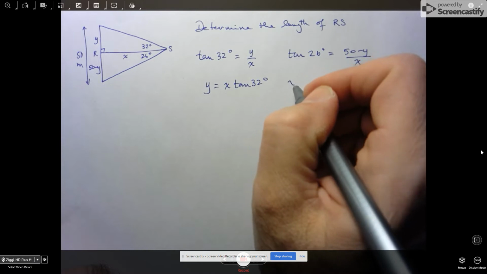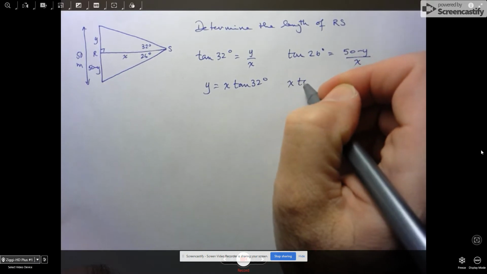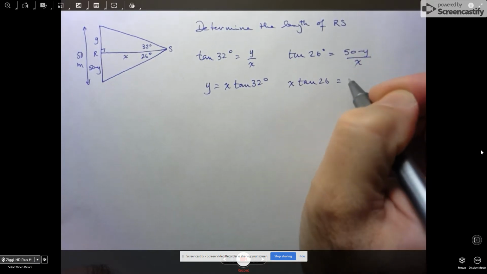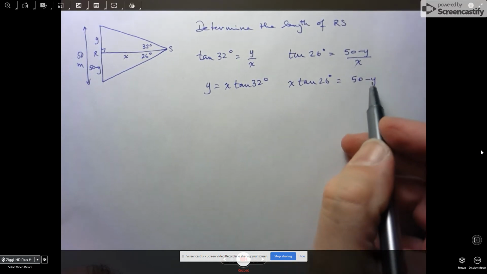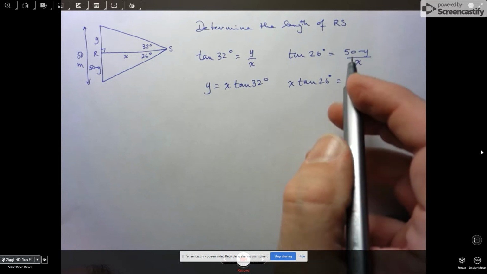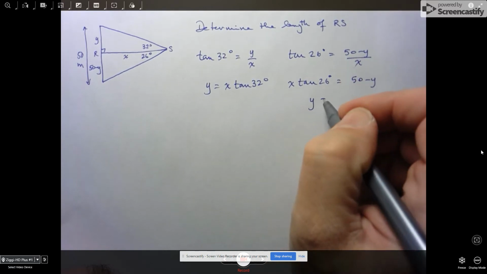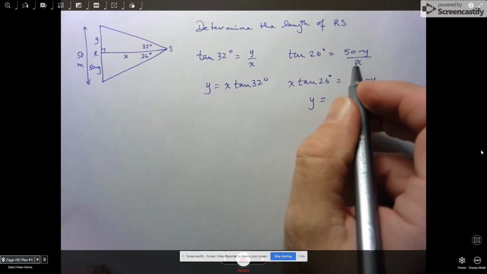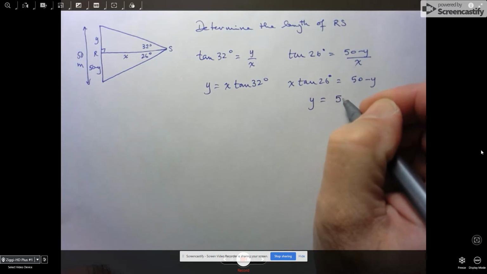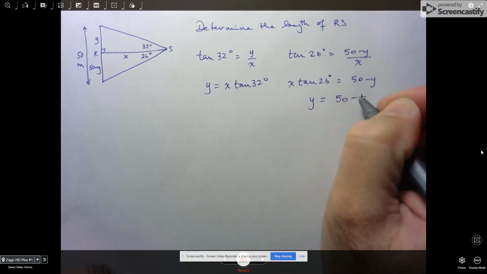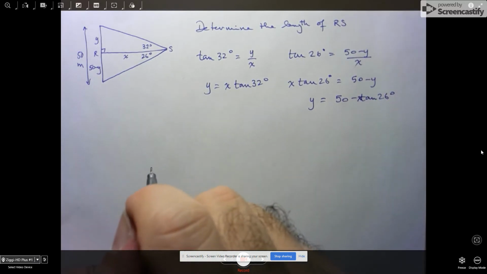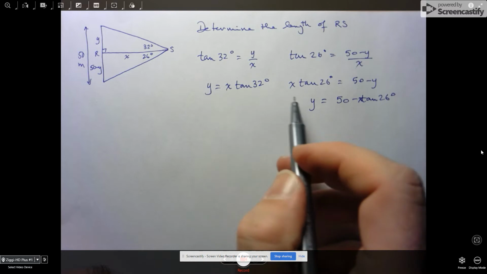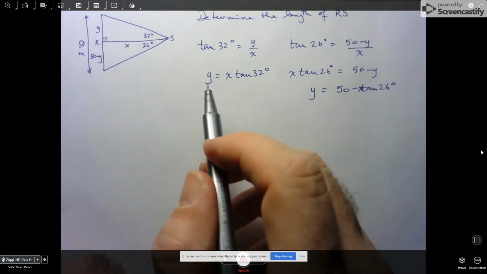So I'm going to have x tan 26 is equal to 50 minus y. And now I'll just move this negative y to the other side to make it positive. And of course, I'll have to move this x tan 26 to the other side. So 50 minus x tan 26. Okay, and so now I've got the y's are both isolated, so now I can do a substitution.